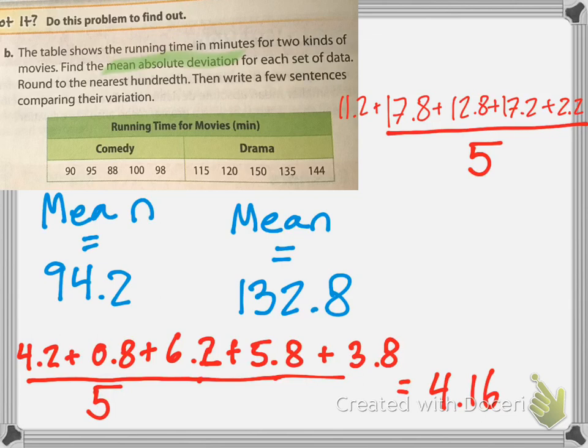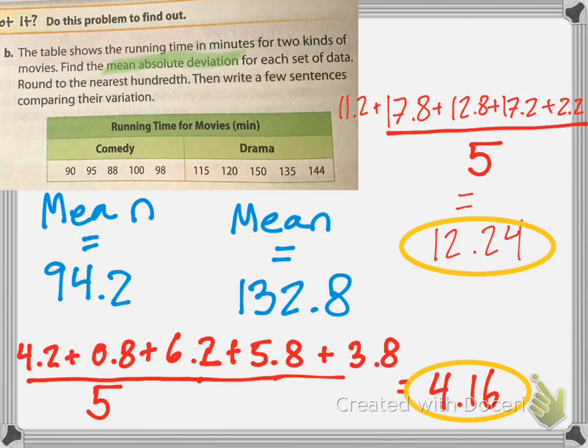For our top, we get 61 and 2/10. We divide it by 5, and we get our answer to be 12 and 24 hundredths. So this is the mean deviation for drama, and this is the mean deviation for comedy. That's how we do it. And that's all it takes to find the mean absolute deviation.